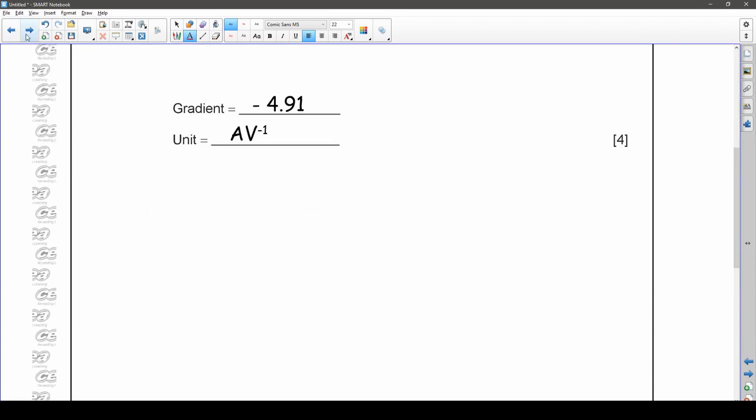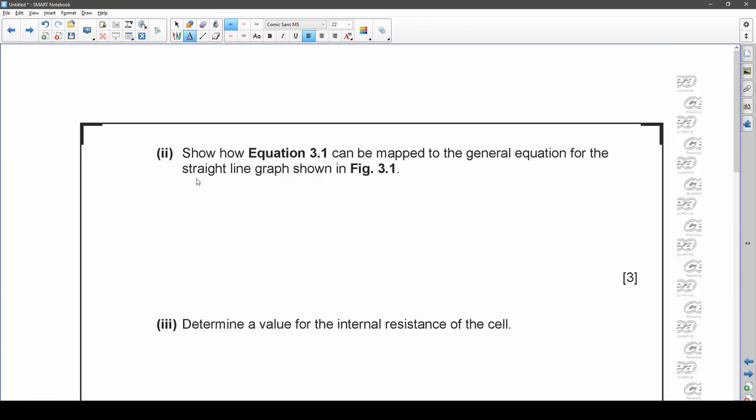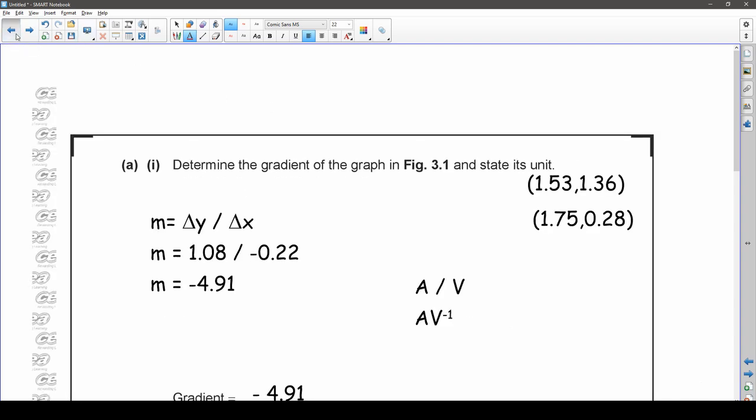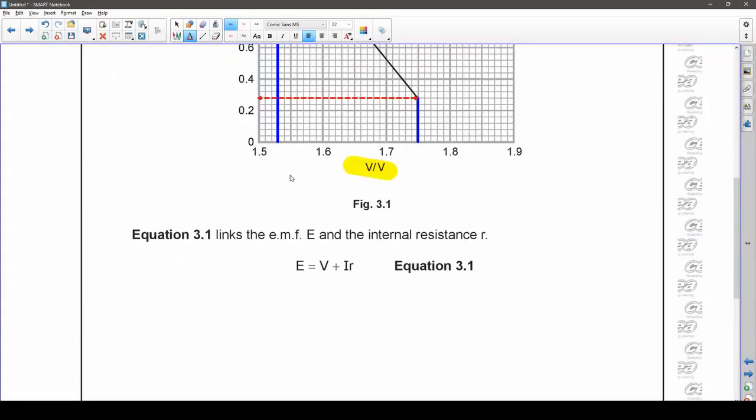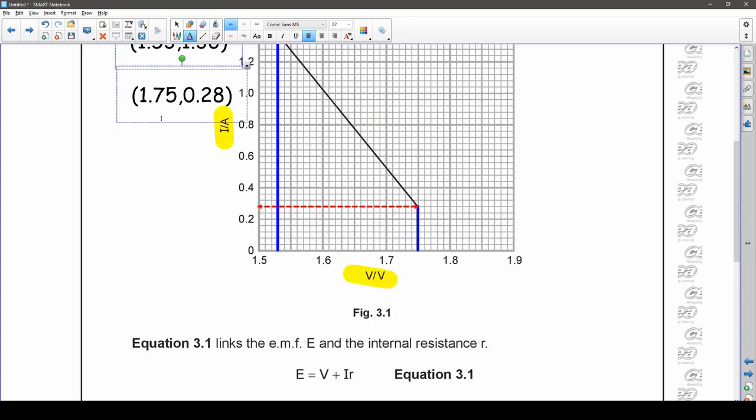And on we go. Part 2. Show how equation 3.1 can be mapped to the general equation for the straight line graph shown in figure 3.1. Yeah, we kind of knew this was coming. It's a straight line graph. It has the form y equals mx plus c. So you take this equation, E equals V plus IR, and you turn that into an equation that maps to this.